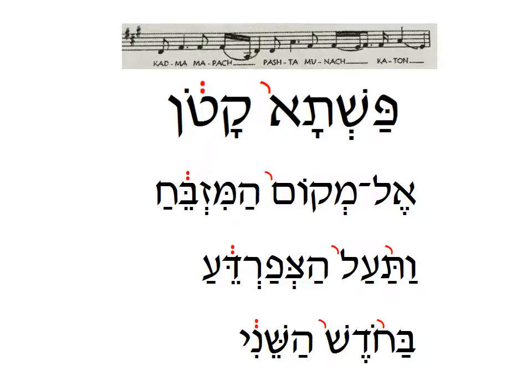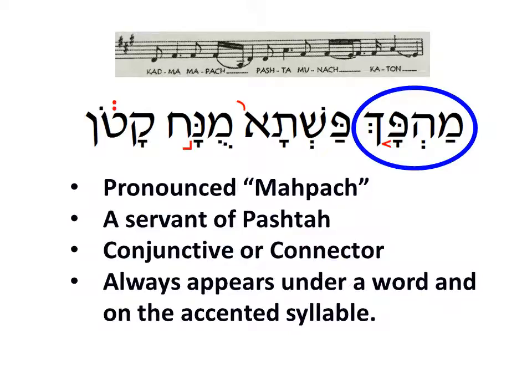Now let's put the Pashta and the Katon together, the two disjunctives in the family. Pashta, Katon: El Mekom Hamizbeach. Vata'al Hatzfardea. Bachodesh Hasheni.